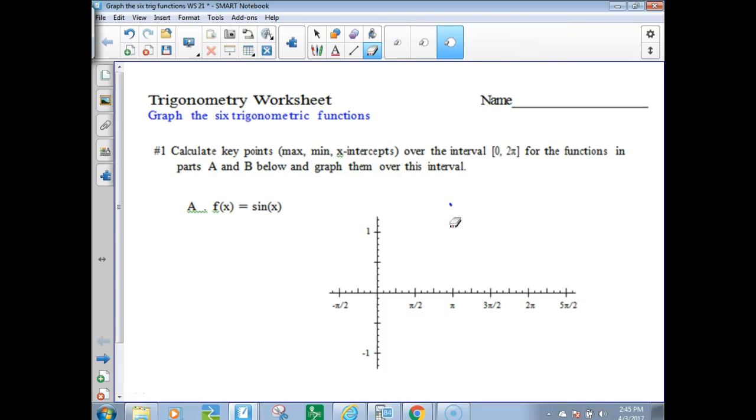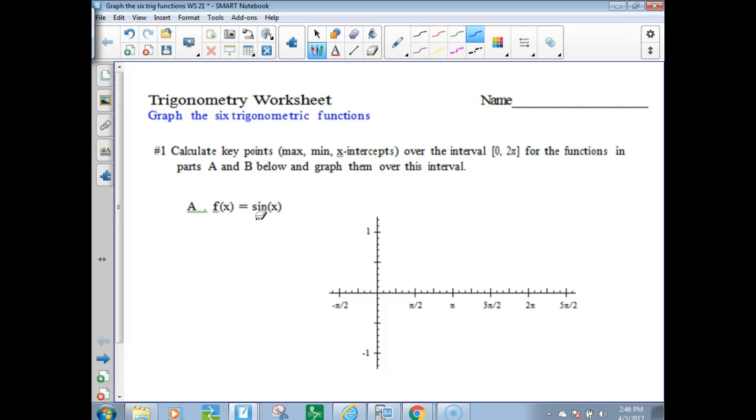All right, welcome back from spring break. We're going to start graphing the trigonometric functions. We're going to start off by graphing all 6 basic trigonometric functions. You are going to be required to label certain points. You'll need at least 5 points in each graph within one cycle of the graph.